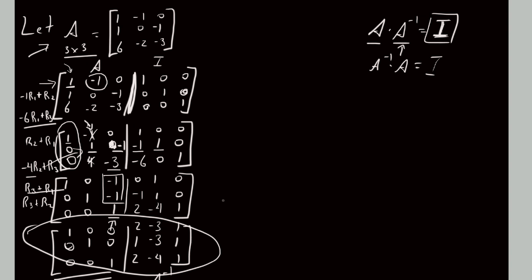I would say at this point, though, it would be best if you took matrix A times A inverse just to show that you do get this identity matrix.